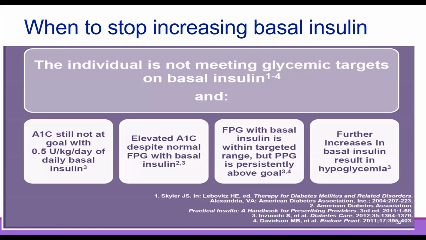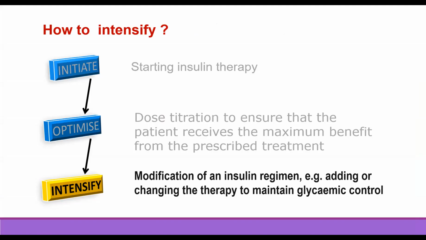So when should we stop increasing basal insulin and think about intensifying the insulin therapy? As I've told you, the A1c is still not at goal, though the patient is receiving a good amount of basal insulin. There is an elevated A1c despite normal fasting. The fasting glucose is within target, but PP is persistently high, and further increase in basal insulin results in hypoglycemia. In those cases, we have to intensify the treatment regime. Intensification means modification of the insulin regime, adding or changing the therapy to maintain glycemic control. So this is the third part of our talk.